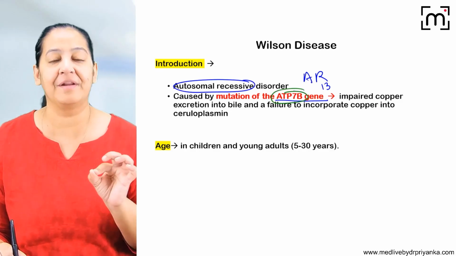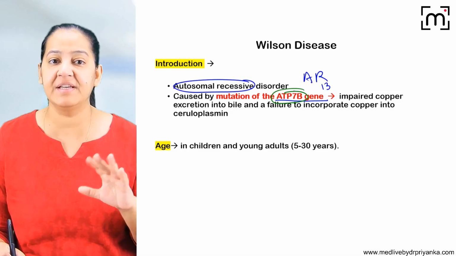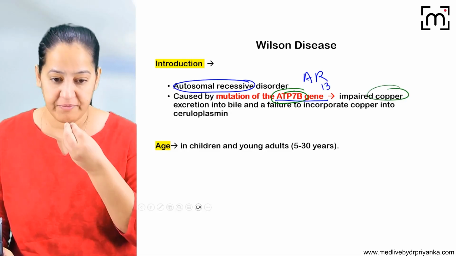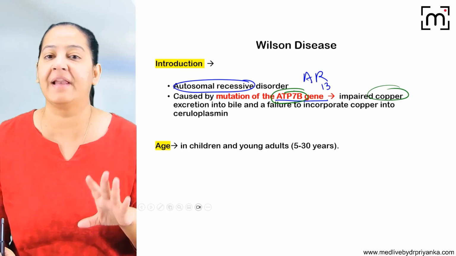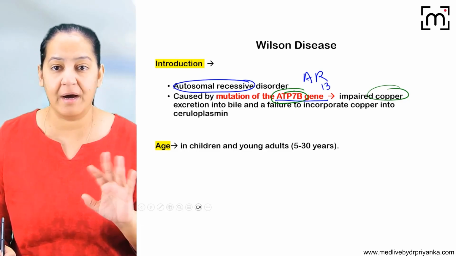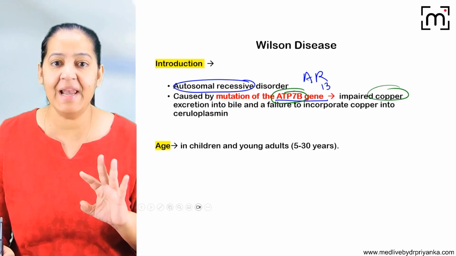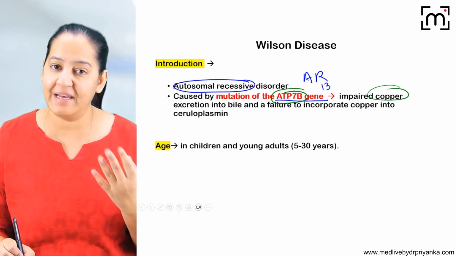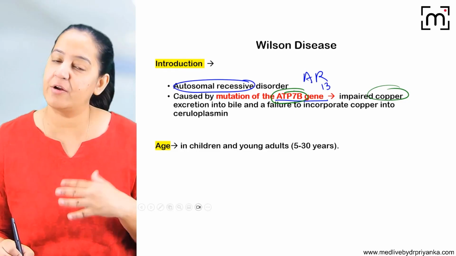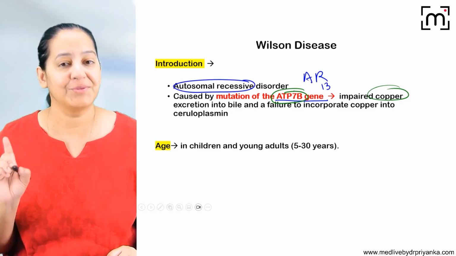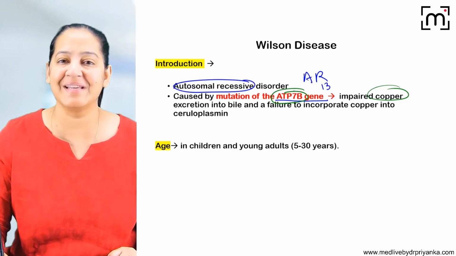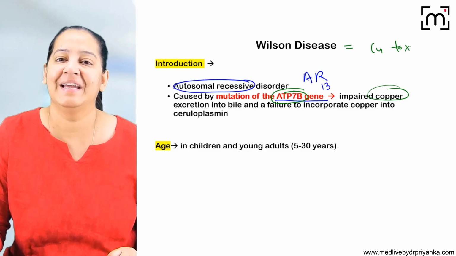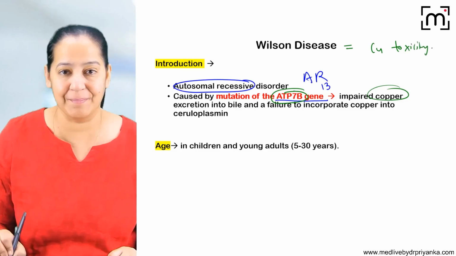This gene is mutated. Because of mutation of this gene, there is impaired excretion of copper into the bile. Normally, the copper we consume in the diet is excreted in the bile. But now the copper cannot be excreted in the bile, and it will accumulate in the liver, spill into the blood and cause toxicity of various organs. That disease is known as Wilson's disease. Basically, Wilson's disease is copper toxicity. You can learn it simply like that.